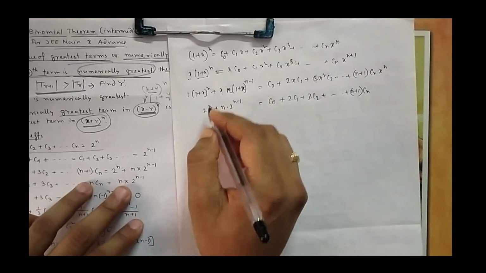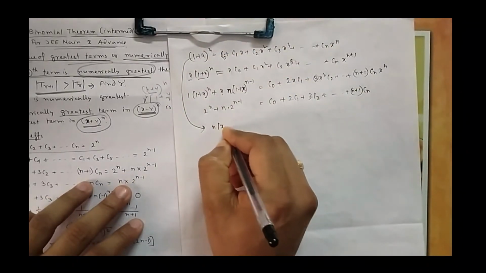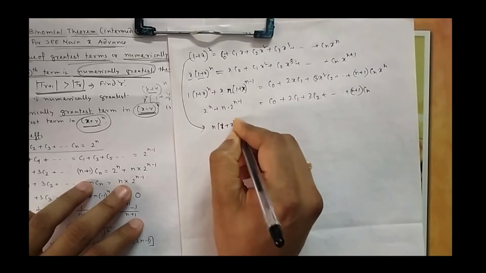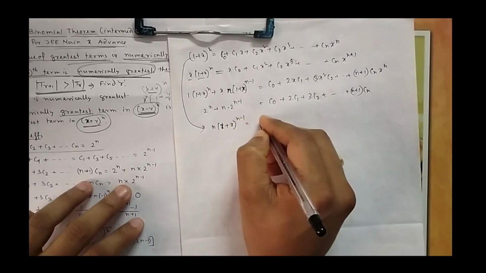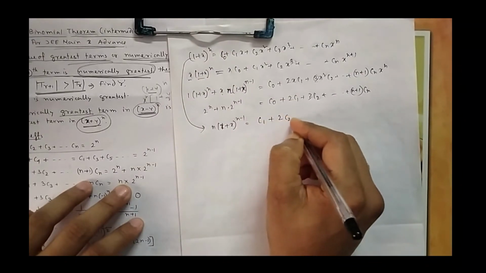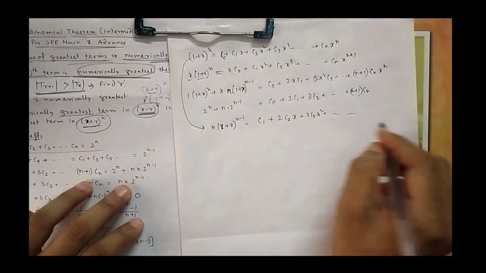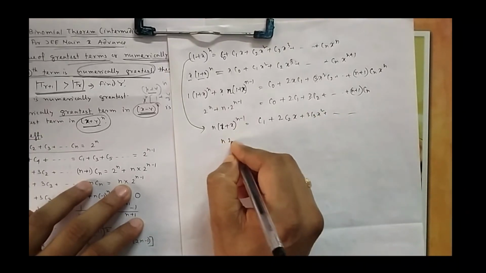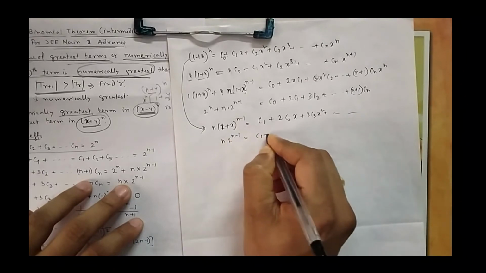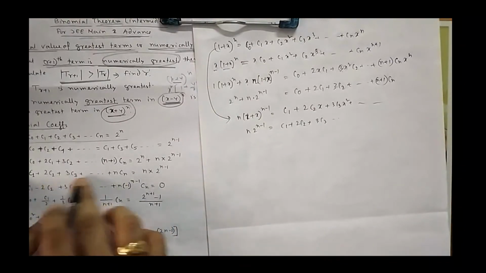So this is your third one. For the fourth one, you directly differentiate this one without multiplying by x. So it will be n(1 plus x) to the power n minus 1. On the other side, C0 is a constant so its derivative is 0. So it will be C1, then 2C2x, 3C3x square, and the last one I am not writing. Then you put x equal to 1, and you will find n times 2 to the power n minus 1 equals C1 plus 2C2 plus 3C3 and so on. That proves your fourth one.